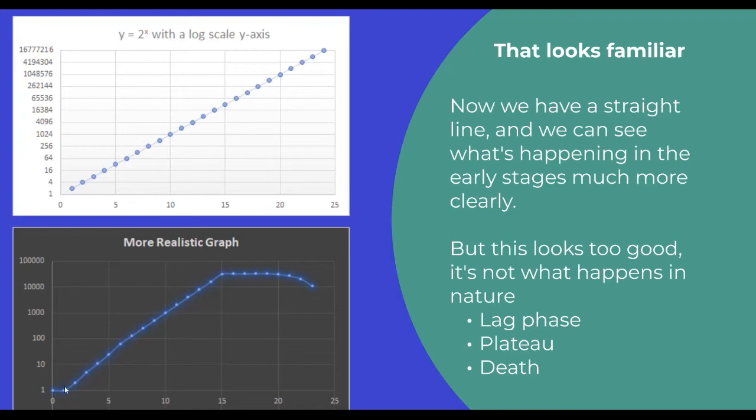If we saw a more realistic graph, then again here in our more realistic graph, we have a log scale, base 10 in this case, and we have this kind of lag phase. Then we get into exponential growth, and then we have this kind of plateau and then a death phase. One of the most common examples of logarithmic growth is bacterial growth, and so you'll see these kinds of ideas talked about there.